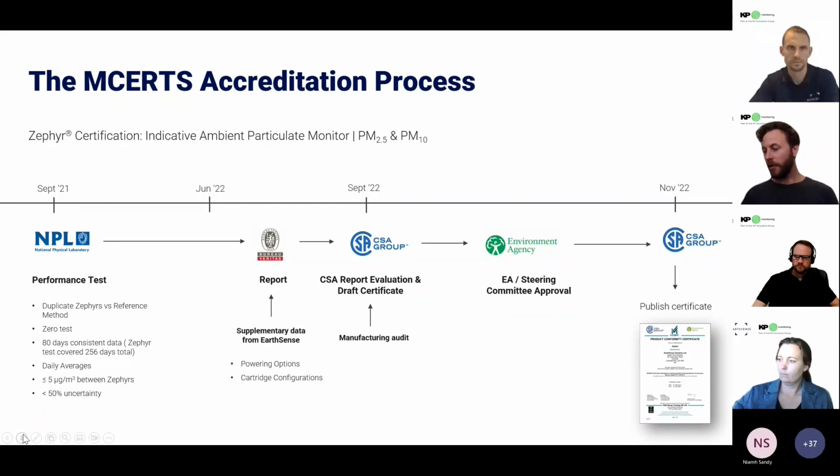CSA in the background have done a manufacturing audit of us. So that's ensuring that all of our manufacturing procedures and quality standards within the company are to a traceable standard all the way back to our suppliers. Combined with the performance test, a draft certificate was raised, issued to the steering committee, and we were finally approved last month in November. Next slide, please, Greg.